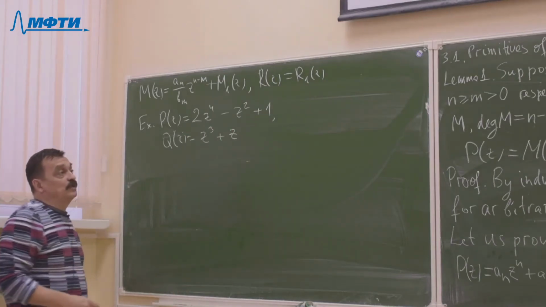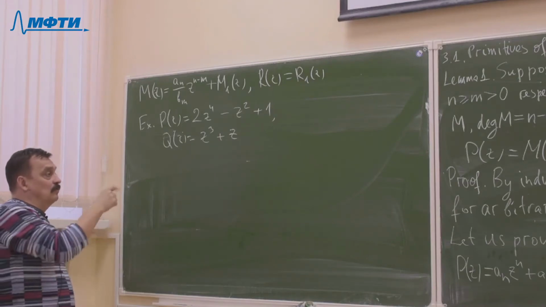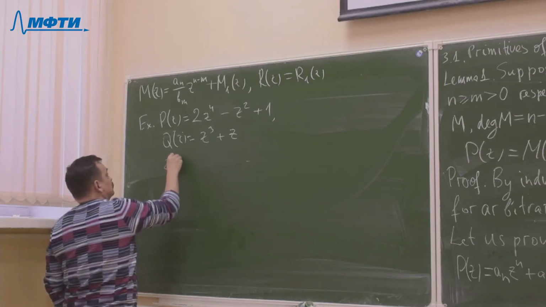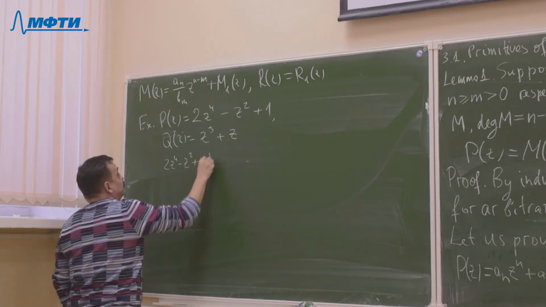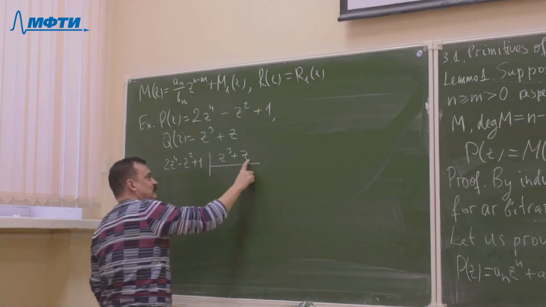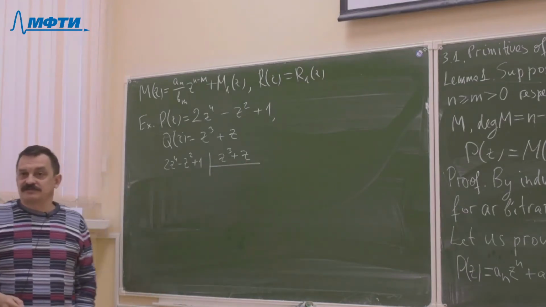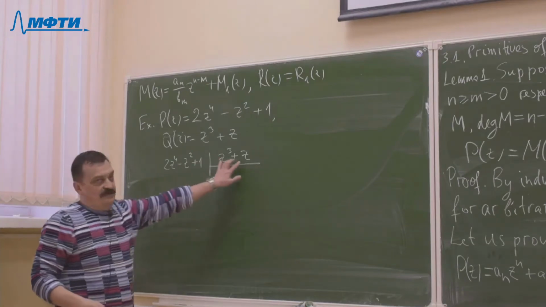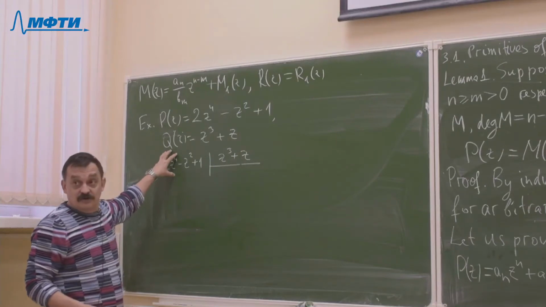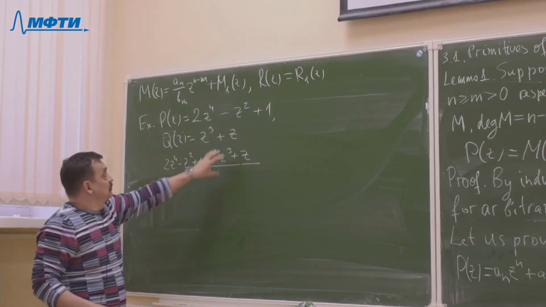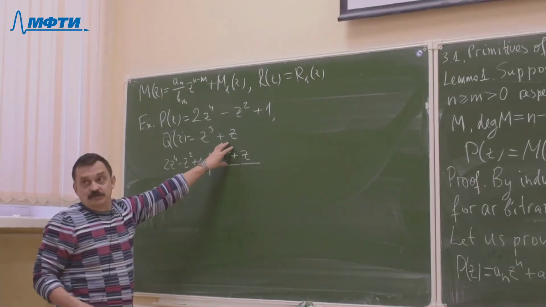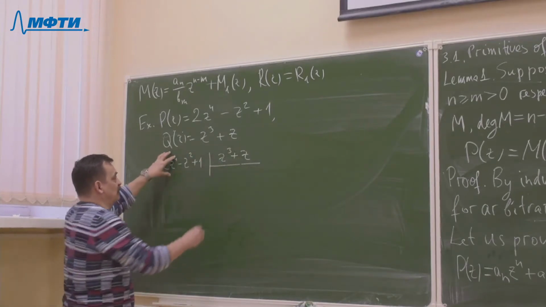So what we do, we just divide one polynomial by another. I hope you know how to divide numbers. That is precisely, it looks like division of numbers. So we want to divide this polynomial by that one. And we look only onto the leading terms. So we divide 2z to the power 4 by z cubed. What is the result? The result is 2z.